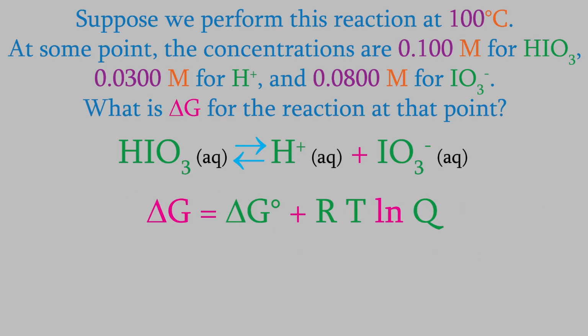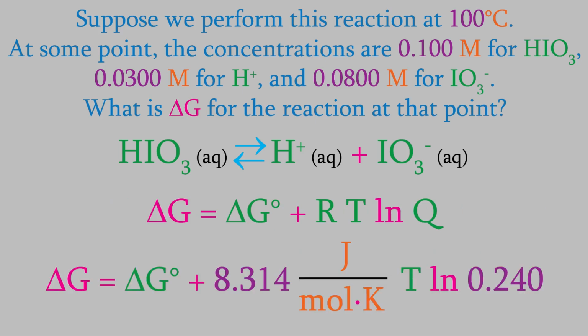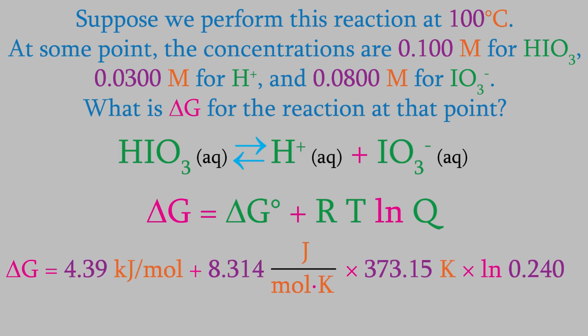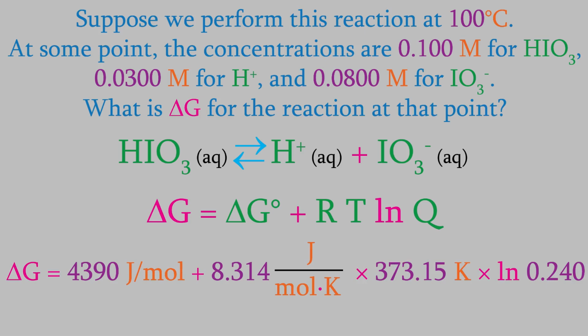We'll plug that into our equation along with R. The temperature is 100 Celsius, which is 373.15 Kelvin. Finally, we mentioned a little earlier that delta G at standard temperature is positive 4.39 kilojoules per mole. Since our value for R contains joules in its unit, we should convert our data for delta G into joules too, so it's 4,390 joules.